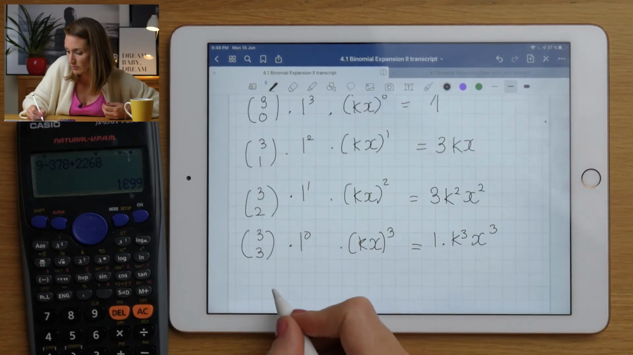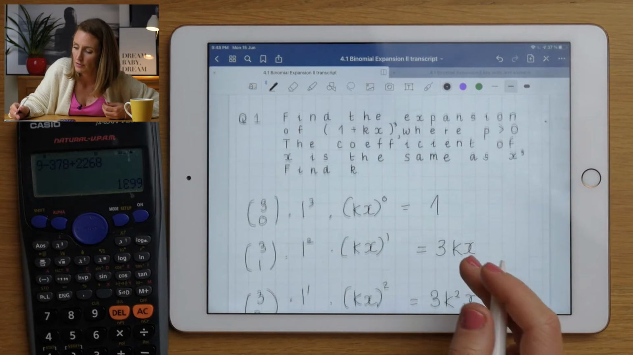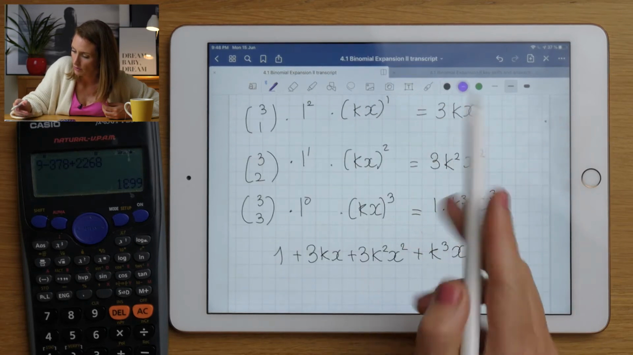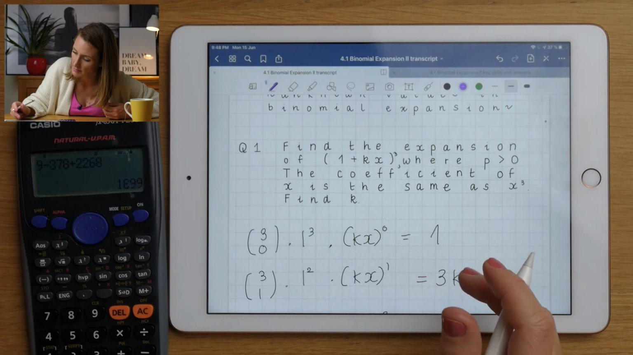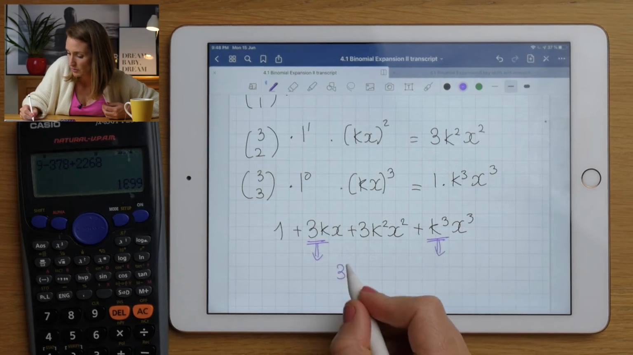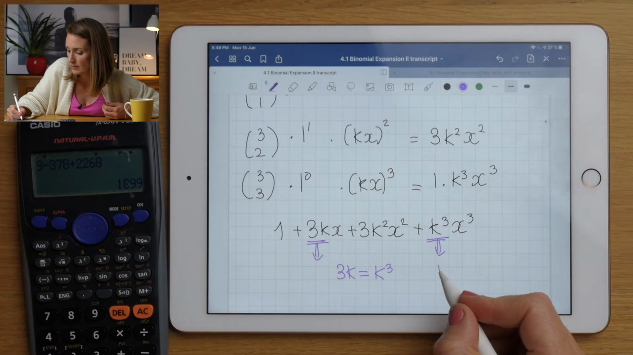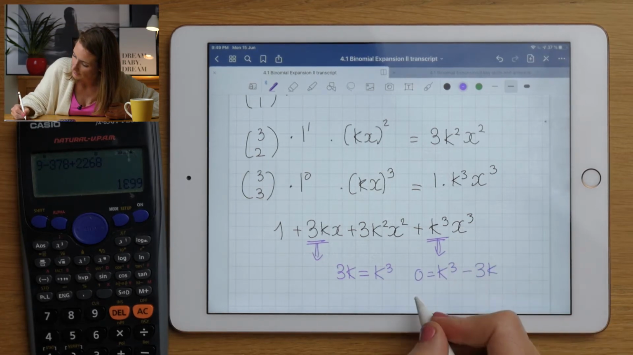So I always write my expansion out at the end. Now we can solve the equation. We've been told the coefficient of x, so this one, is the same as the coefficient of x cubed, so this one. That means that 3k is the same as k cubed. We can bring everything to one side, and we can factorize.